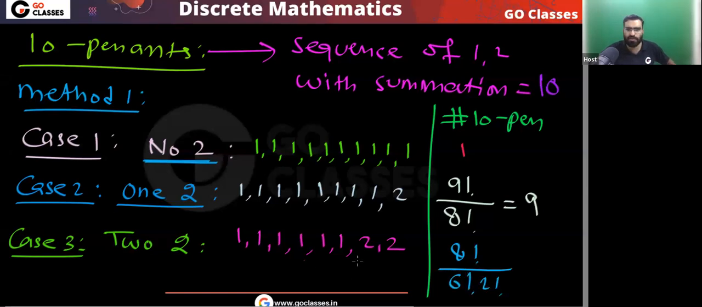You can check whatever this value is. Can anyone tell me what this value is? You can see it will be 8 into 7 divided by 2. So I think it will be 28. You can check it out. Next, what is case number 4?